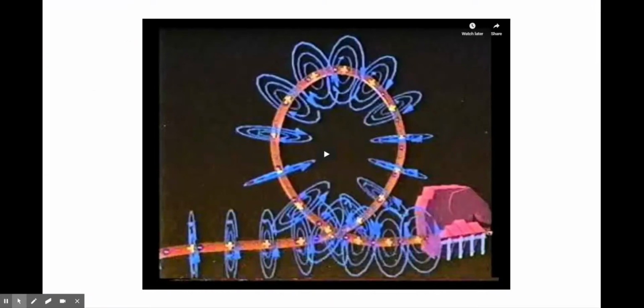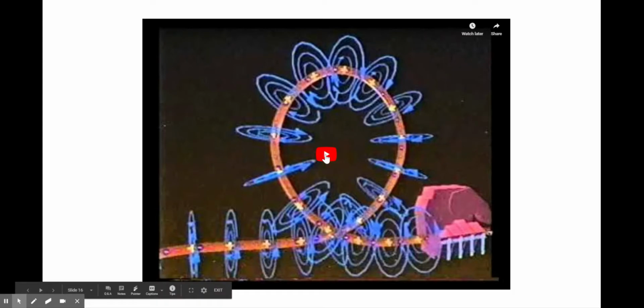Now it's easier to see this if you have kind of a visual for this. So let me show a clip from this video just to show you how to apply the hand rule for current carrying wires.